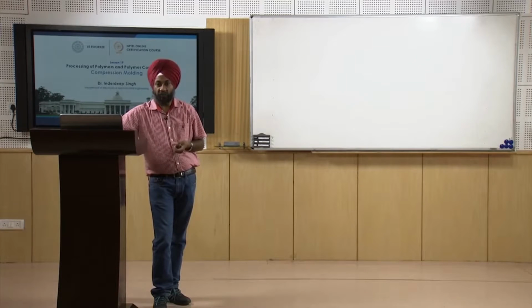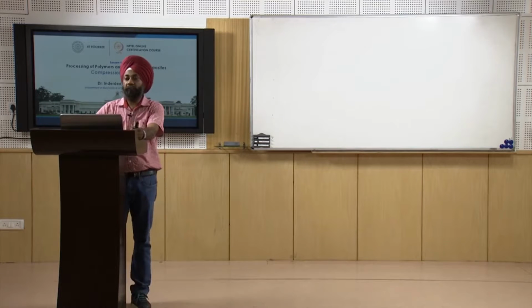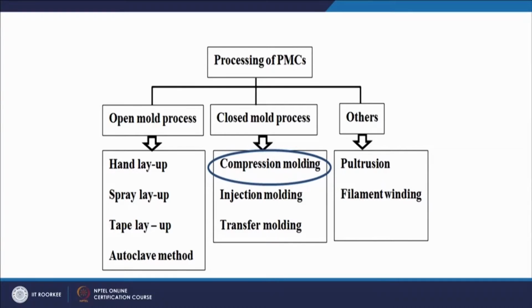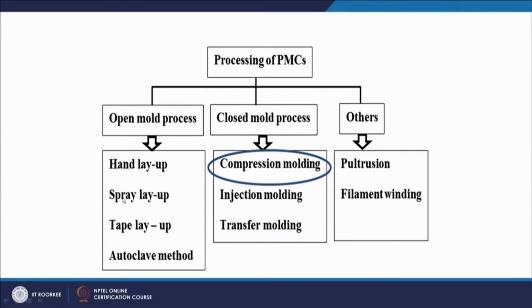It is an advanced version, we can say, of the hand layup process, but in this case we have better dimensional control. Why? Because this is a closed mold process. On your screen you can see compression molding is a closed mold process. We have seen till today two processes, the hand layup process and the spray layup process. Both are open mold processes, but compression molding gives us better dimensional control over the composite part and it falls under the closed mold process.